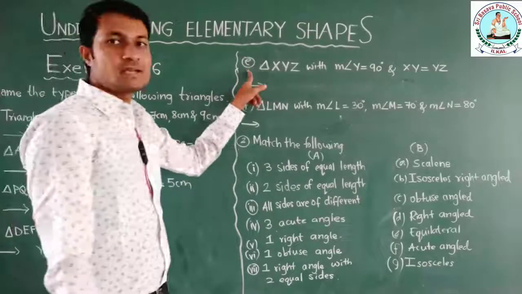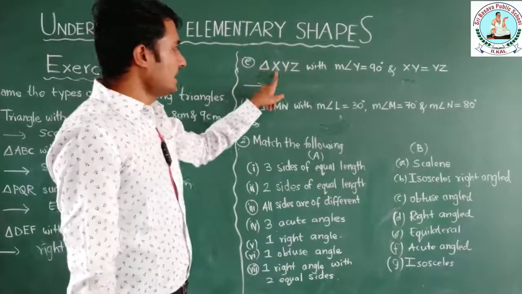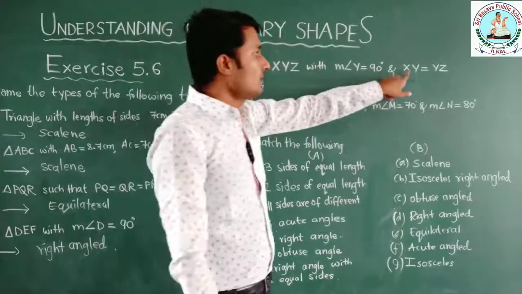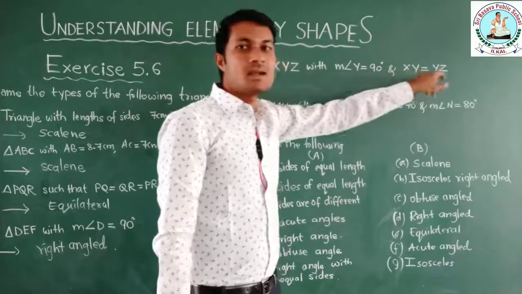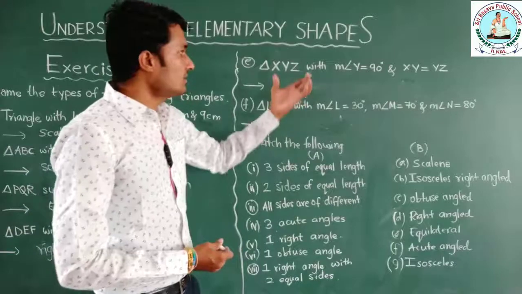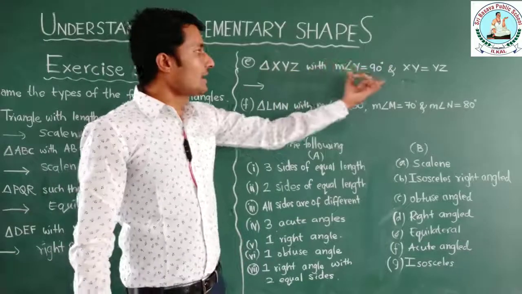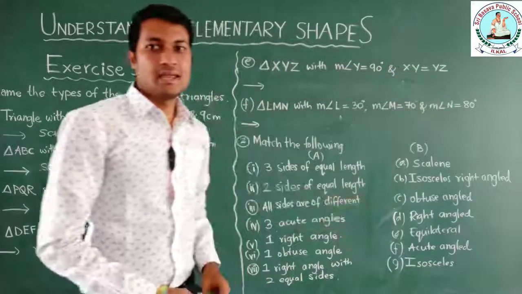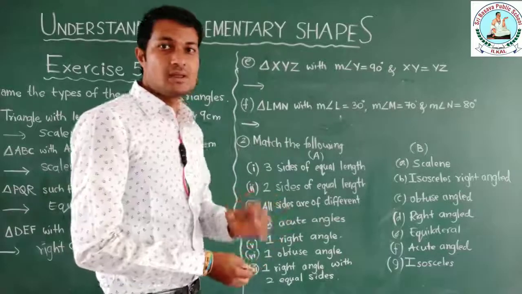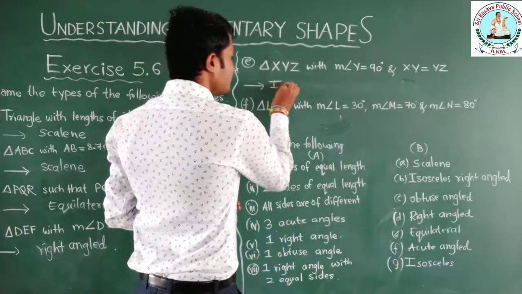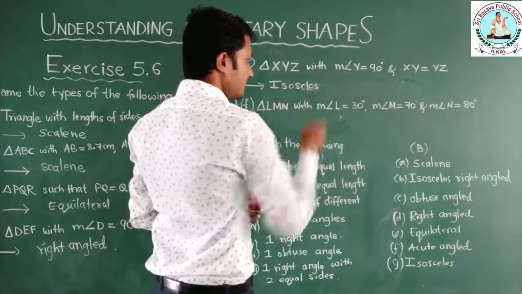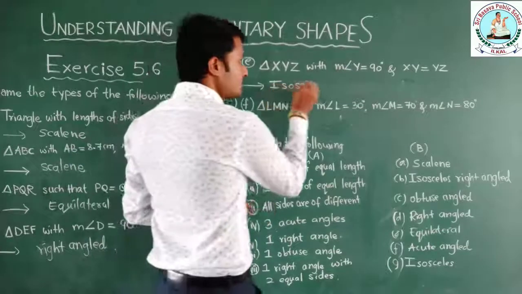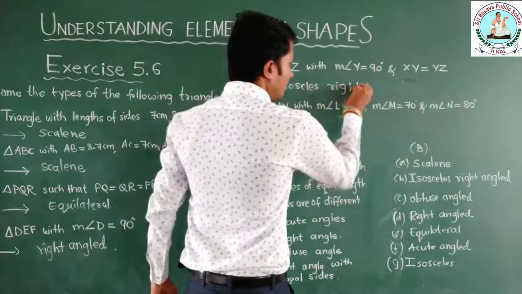Then let's go for the next statement, that is E. In the triangle XYZ with the measurement of angle Y equal to 90 degrees, and the sides XY and YZ are equal. So first of all, see here it is a special type of triangle where the measurement of one angle is 90 degrees and the two other sides are equal. If two sides are equal in a triangle, then such a type of triangle is called an isosceles. We know this already. So it is isosceles. In addition to that, one of the angles measures 90 degrees. That is why it is isosceles right angle.